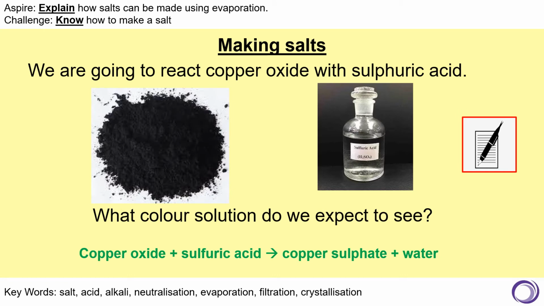So over the next few slides then we're going to go through and just recap how we make a salt. So please just keep your answer to the last task to one side for me. I just want to ask you another question in between. So we are going to react copper oxide with sulfuric acid. What colour solution do we expect to see? So you should have already done this when you did shifting states. So this is the reaction of copper oxide and sulfuric acid to make copper sulfate and water. So I'm going to give you 20 seconds to write down what colour you expect the solution to be.